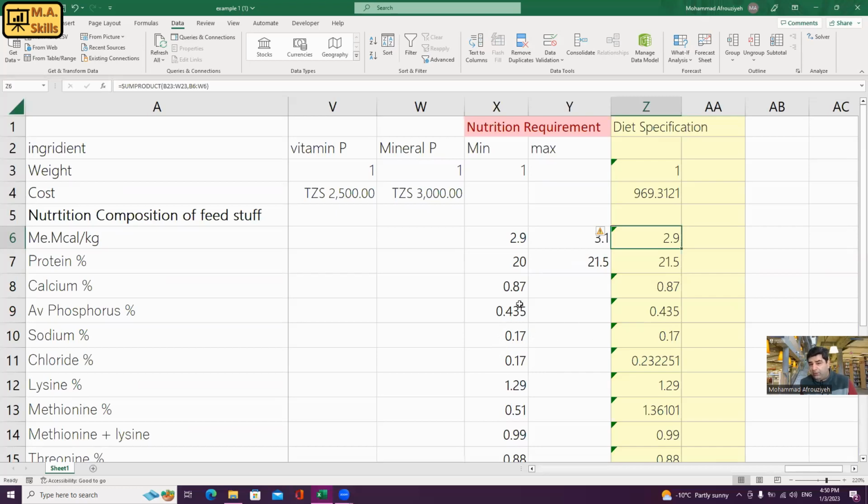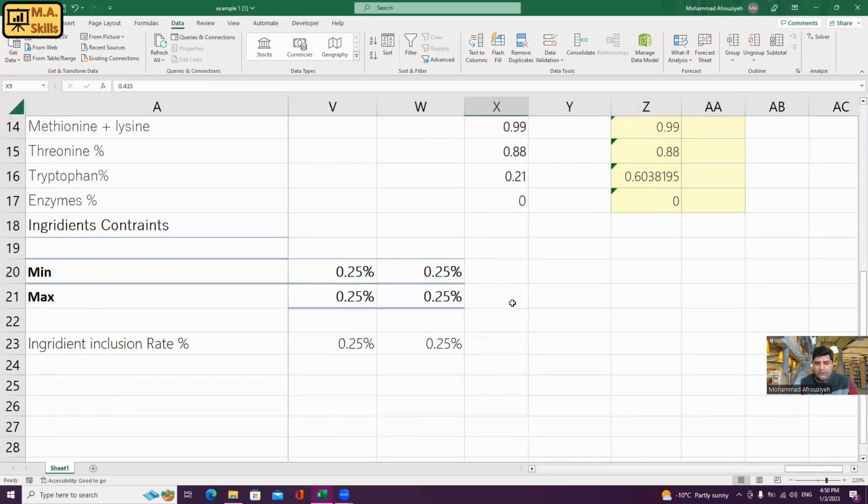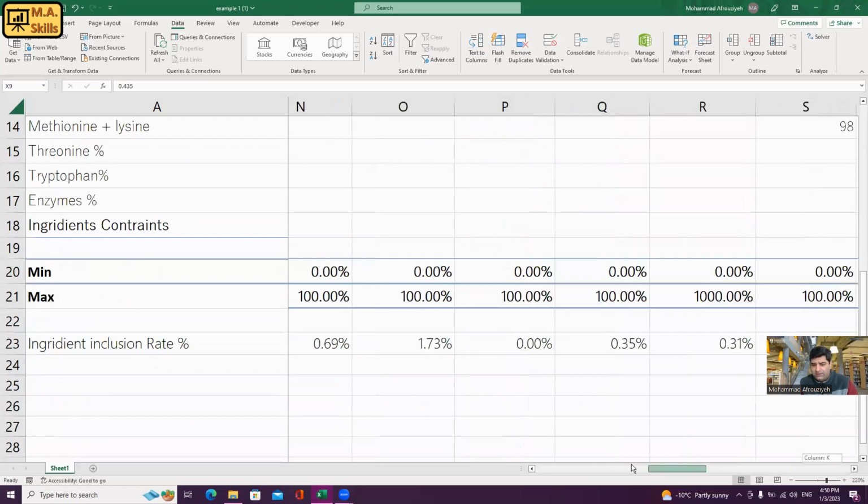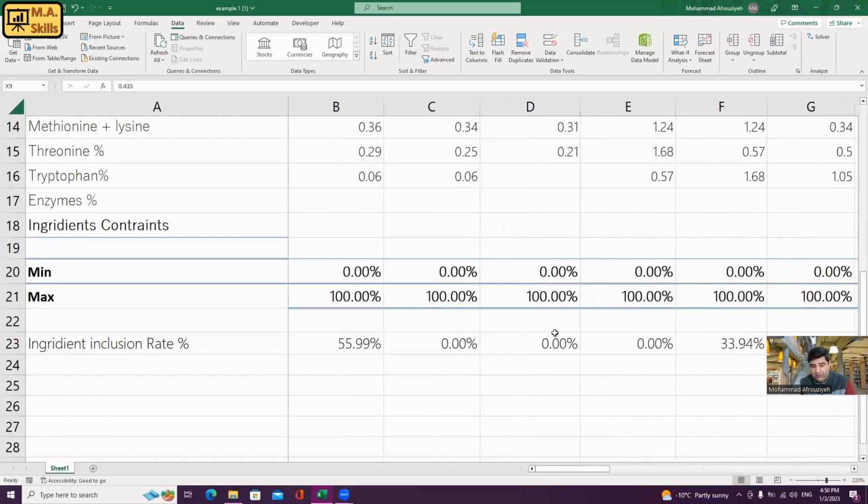And the second problem was related to typing the numbers. We need to be careful when we are typing. And if you cannot get the right answer, double check your spreadsheet and see where the problem is originating, right?